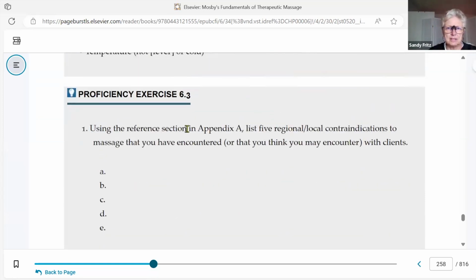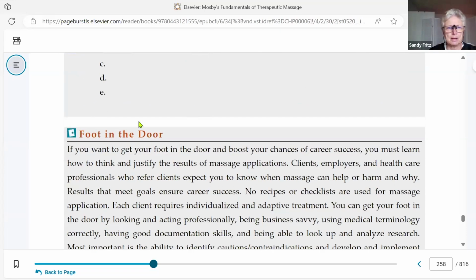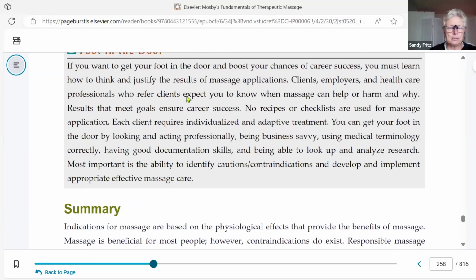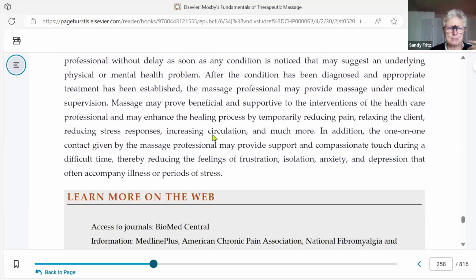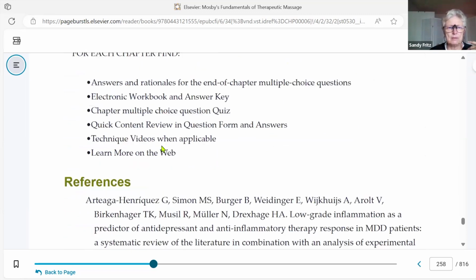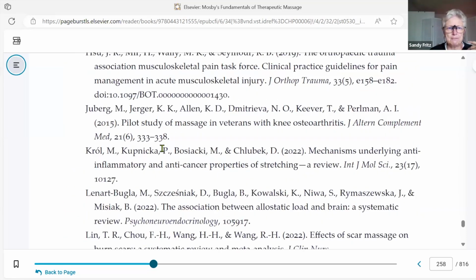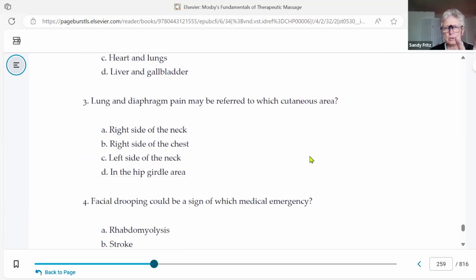Here's a proficiency exercise that sends you to Appendix A and puts you into a critical thinking process. And then here we are with our foot in the door. So summary, learn more on the web, use your Evolve site, references, and multiple choice questions. Important chapter.